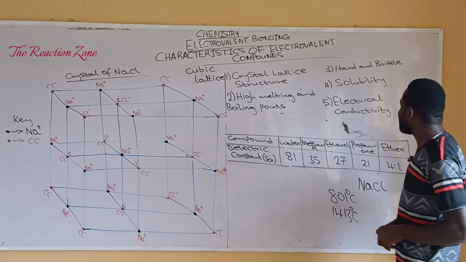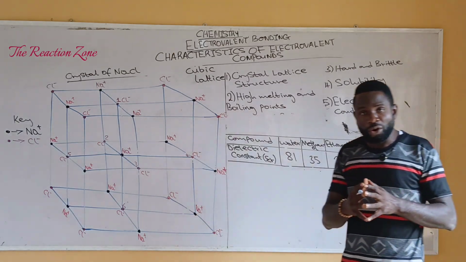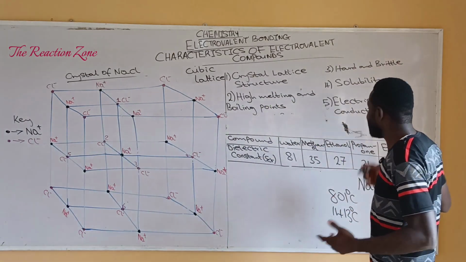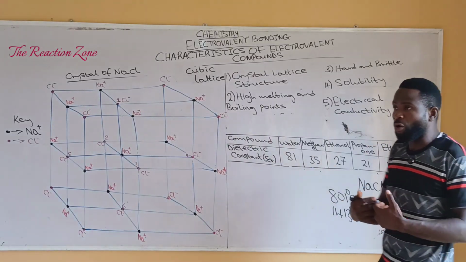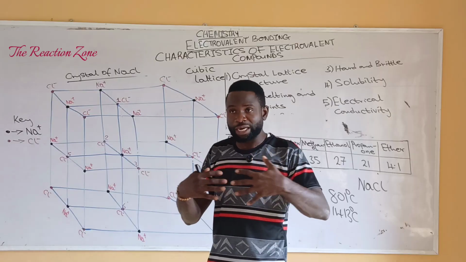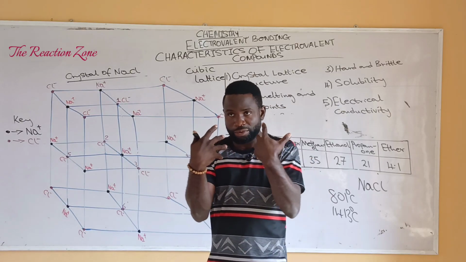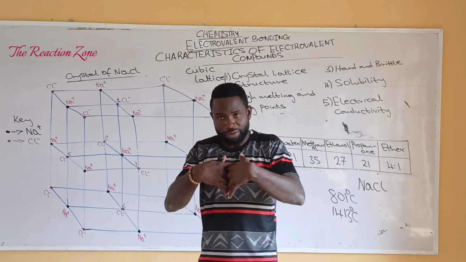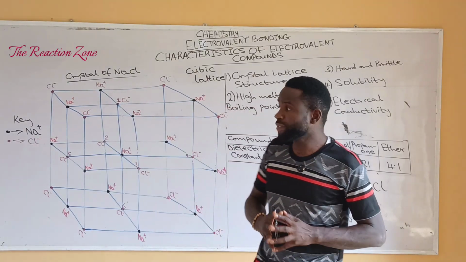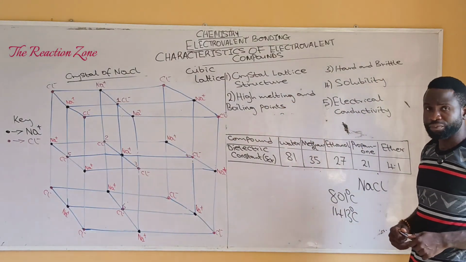So, despite the fact that electrovalent compounds are hard as a result of the strong electrostatic force of attraction, they are also brittle when an external force or pressure is applied, bringing the layers of the crystal in contact with each other. And when like ions come in contact, the repulsion between them leads to the breaking of the crystal. The fourth one is solubility.